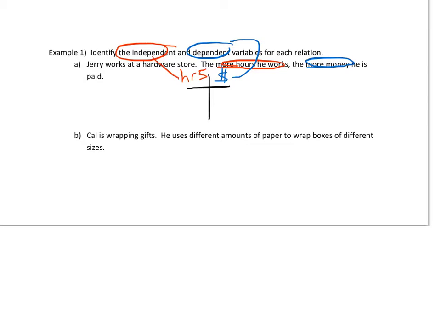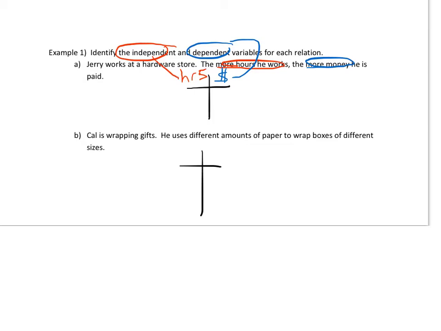So let's try that again on the next one. Let's make a table here. So this one's talking about he wraps gifts. So again, he uses different amounts of paper to wrap boxes of different sizes. So this one's a little bit more gray. So how do you decide what's in control? What is the independent variable?